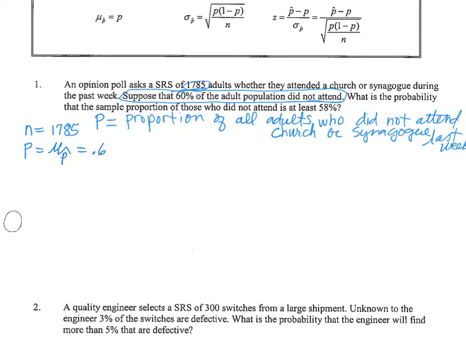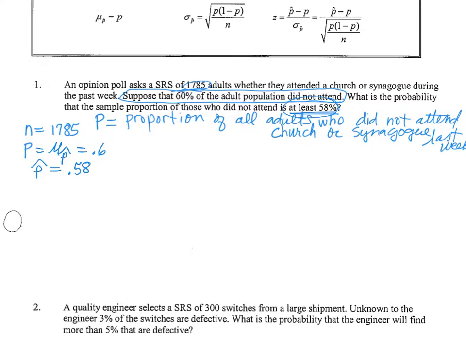Now, the question is, what's the probability that the sample proportion of those who did not attend is at least 58%? So, what is 58%? It's a sample result, which is a p hat. Do you see how it's important that we start notating all of these things correctly? So p hat is a sample result of 0.58.